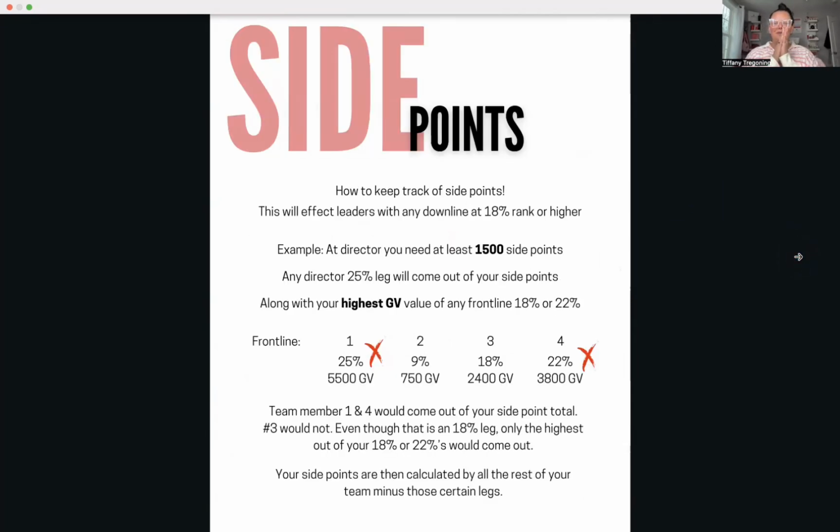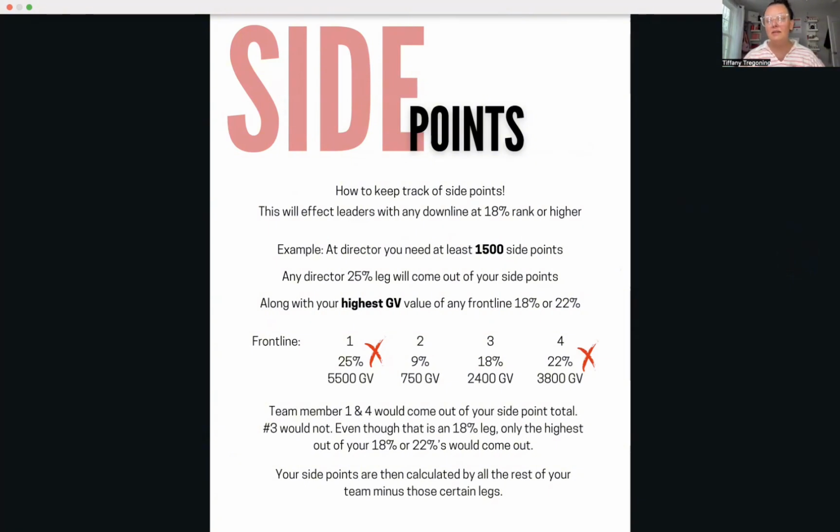Okay, so here's side points. This is the one thing that I get questions about all the time. How do I calculate side points? And we are going to make it as easy as possible for you. First things first, you do not have to worry about side points until you get to director and above. If you're at a lower rank right now, don't even think about side points. This is not something you have to worry about.